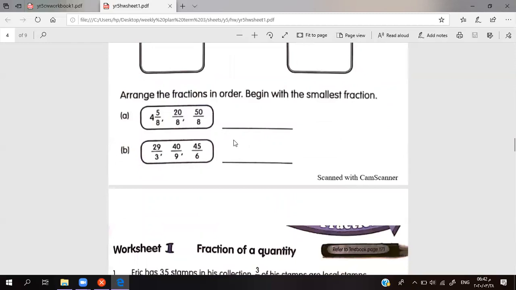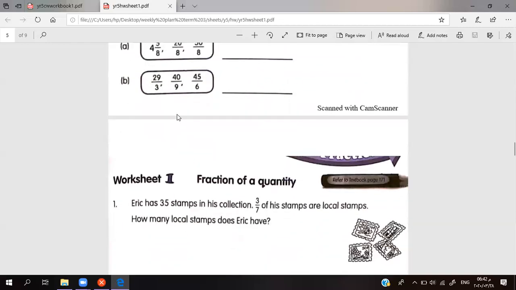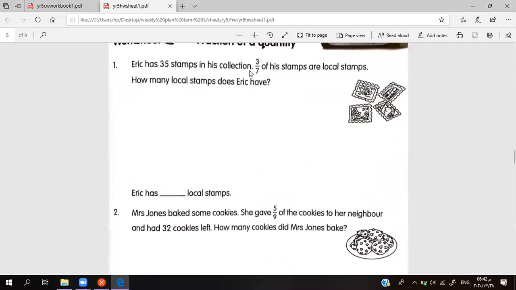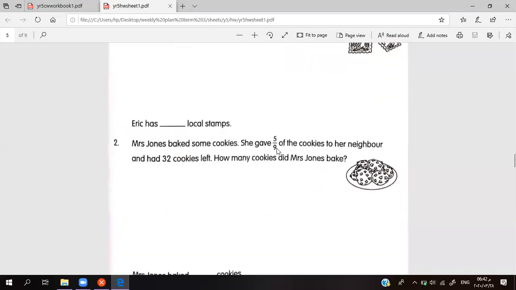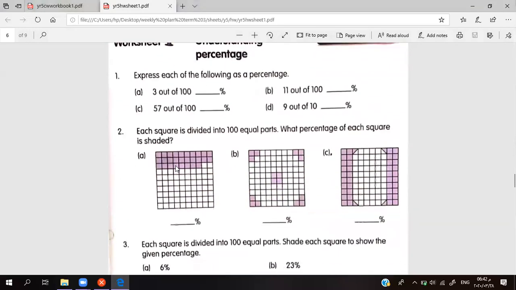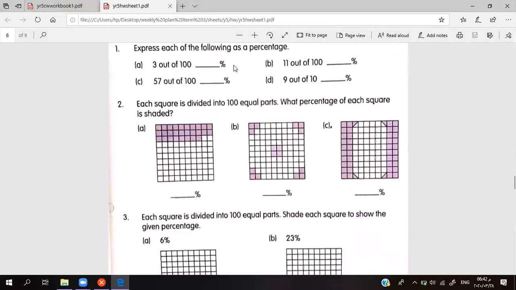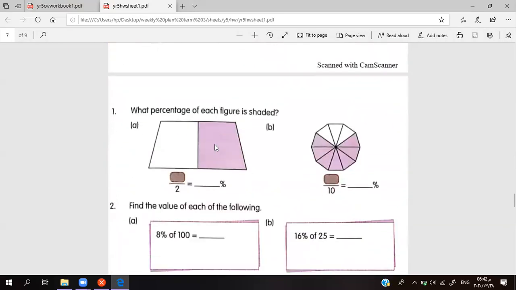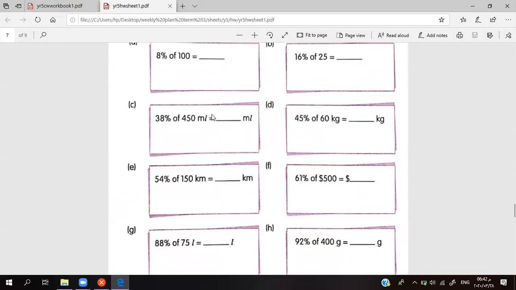And here you have to arrange for me. Here you have to turn it first into a mixed number, okay? And don't forget, in the mixed numbers, the denominators must all be the same in order so that you can arrange, okay? And here is a fraction of a quantity: 3/7 of 35, 5/9 of 32. These things are really easy. 3 out of 100 is what in a percent? All these things we answered like it.